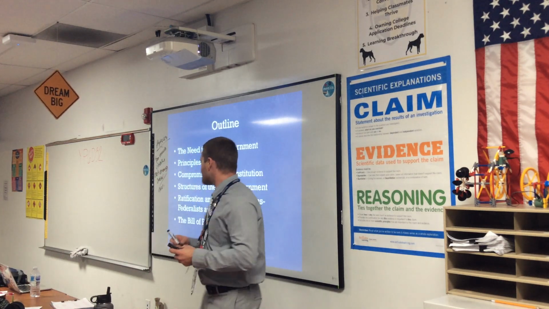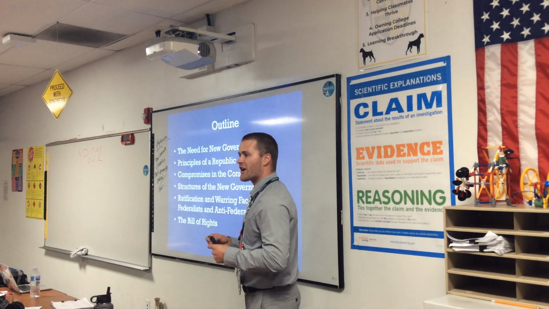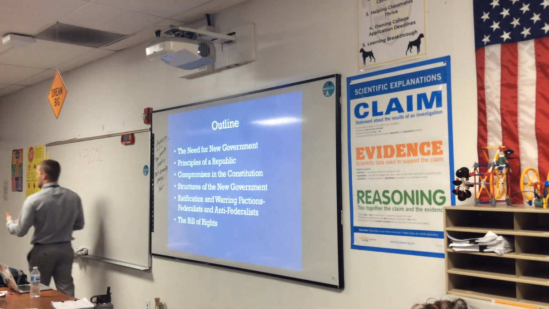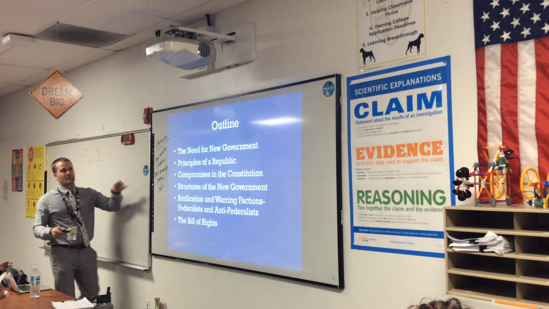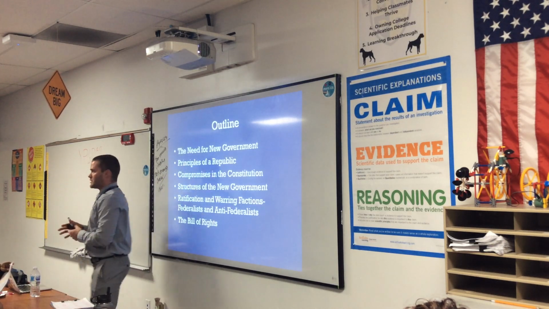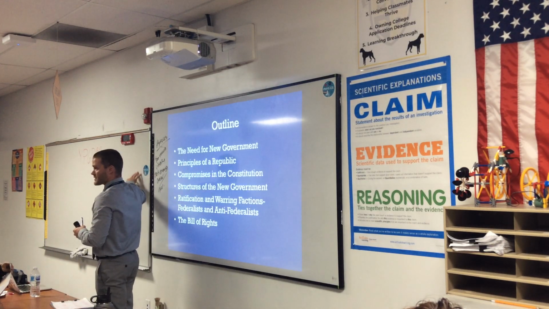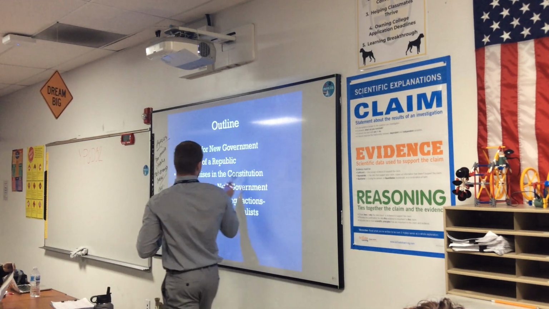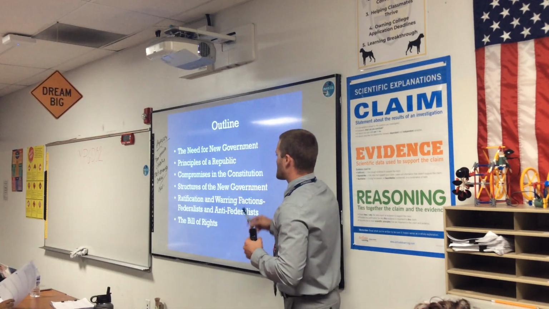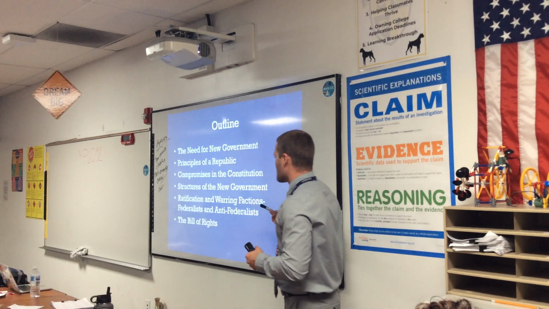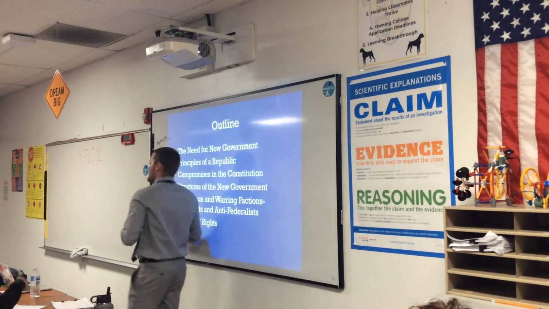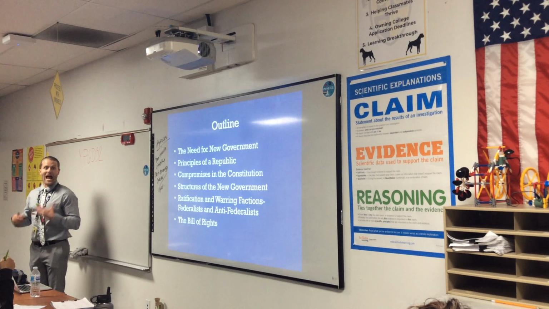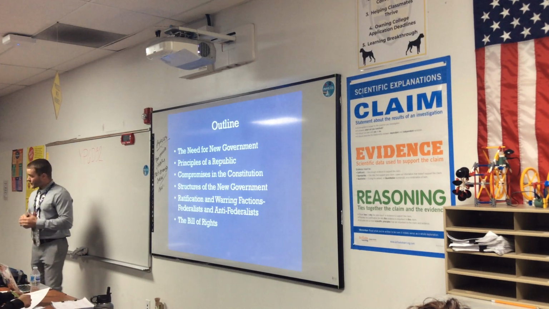Your outline is here. First, we'll talk about the need for new government. I got to this at the very tail end of Thursday with the terrible economic situation and Shays' Rebellion. We'll talk about the principles of a republic. You identified these last Wednesday, this list of principles that are super important, our ingredient list. We'll talk about compromises in the Constitution, the structures of the new government, and ratification and our new warring or opposing factions, Federalists and Anti-Federalists. And at the end of today, we will hit the Bill of Rights. Then we can actually get into what happens with our new government starting on Thursday.